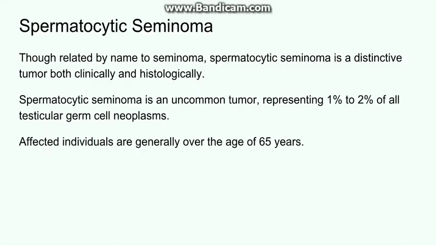Now going to spermatocytic seminoma. We will discuss the clinical features at the end, first discussing the spermatocytic seminoma. Although it is related to seminoma by its name, it is a distinct tumor both clinically and histologically. It is an uncommon tumor, less than 1 to 2% of all testicular germ cell neoplasms, and the affected individuals are very old, around over the age of 65 years, so it has no clinical resemblance to seminoma.